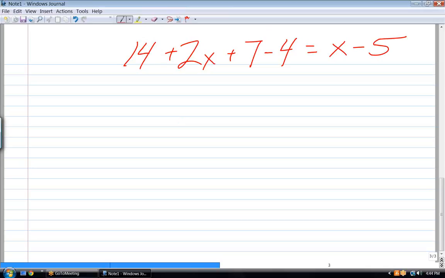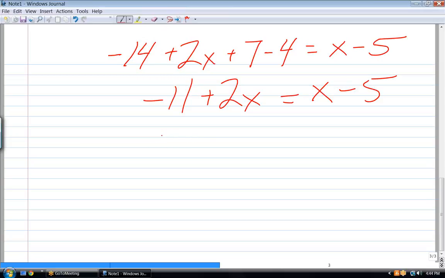How'd you get negative 11? Where'd you get negative 11? It's a negative 14. Ah. Okay. So it's minus 11 plus 2x equals x minus 5. Now what? Then I would add 5 to both sides. Okay. Next line.